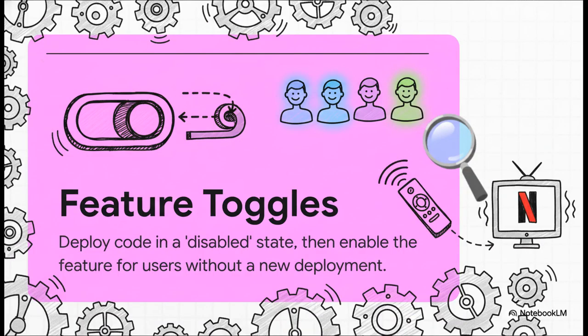And last but not least, we have feature toggles, also known as feature flags. This one fundamentally changes the game. With this strategy, you deploy new code to production, but it's hidden behind a toggle. It's turned off by default. Then, whenever you want, without doing a whole new deployment, you can just flip that toggle on and enable the feature. This totally decouples deploying code from releasing a feature. Netflix is famous for using this to test out new UI experiments.